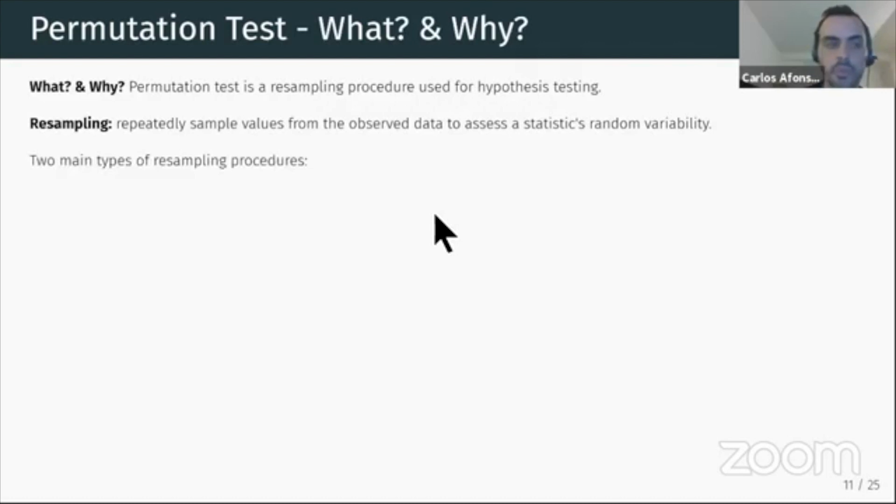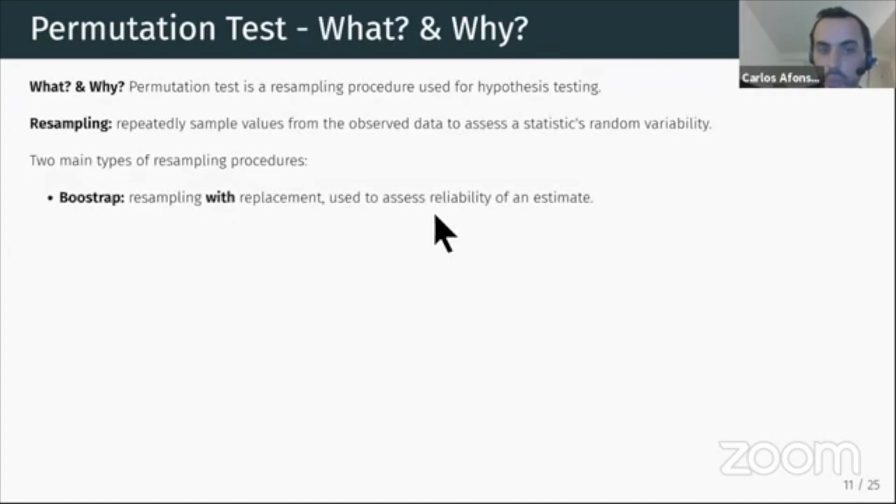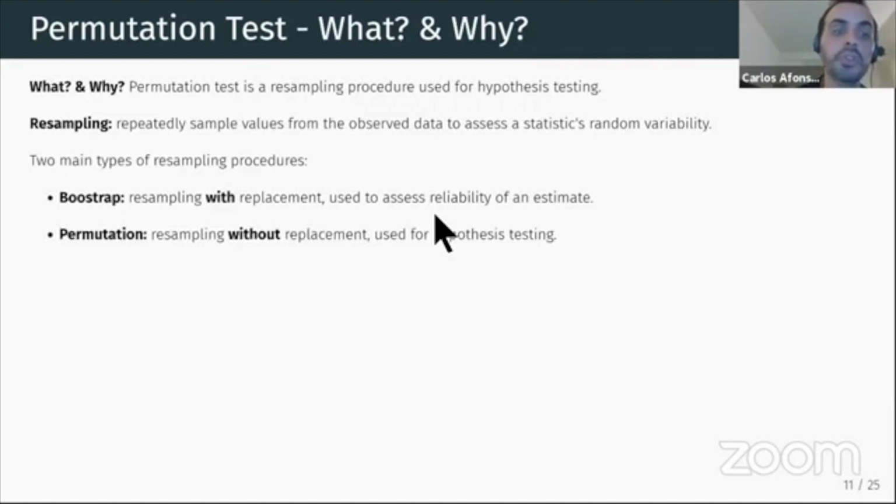There are two main types of resampling, and you may have heard about them. Bootstrapping is resampling with replacement, and it's often used for assessing the reliability of an estimate for a model. And permutation is resampling done without replacement. When you are in a resampling procedure, you can imagine that you have all your data in a bag, and you are taking the data out of the bag. In permutation, as you take the data out of the bag, you don't put it back in. When you do bootstrapping, you take the data out of the bag, you look at it, you write it down, and then you put it back so it can be picked again in the next round. That's the main difference between bootstrapping and permutation.